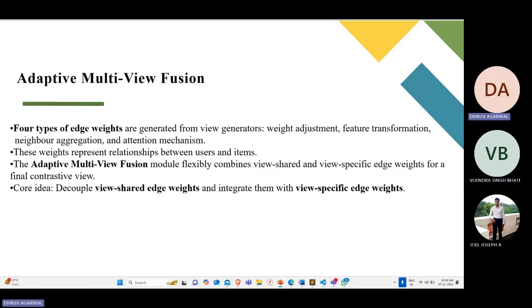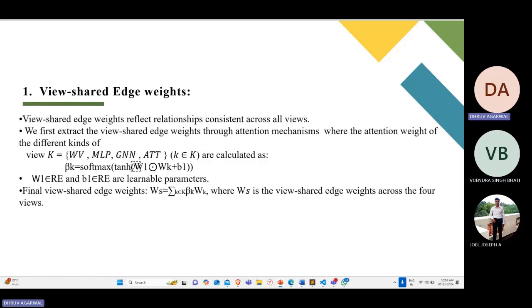The second layer is the adaptive multi-view fusion layer. Here we have different types of edge weights we obtained from the first layer. The first is the view-shared edge weight, which reflects relationships consistent across all views. We extract the view-shared edge weight through the attention mechanism, where the attention weight of different kinds of views is given by the formula here, where W1 belongs to R and B1 belongs to R. They are learnable parameters that we learn from our model.